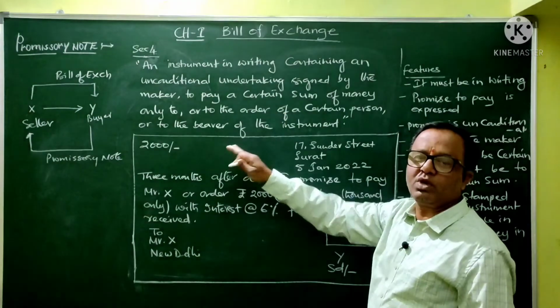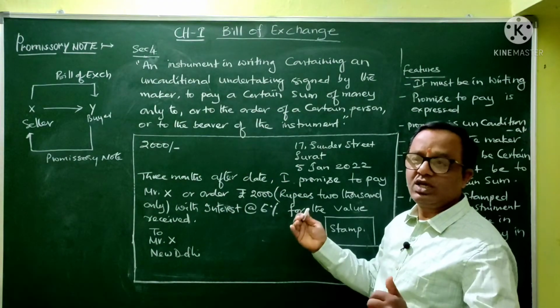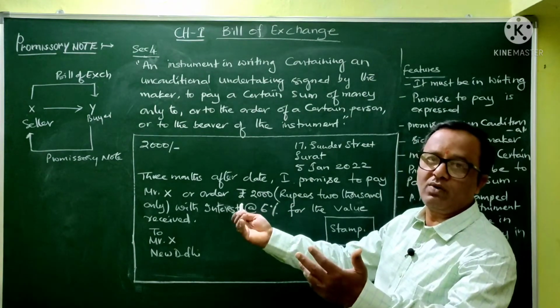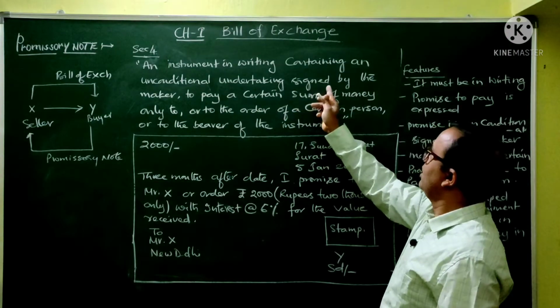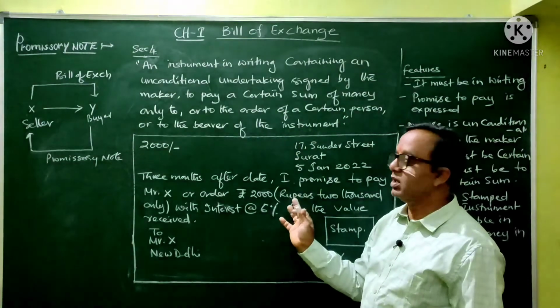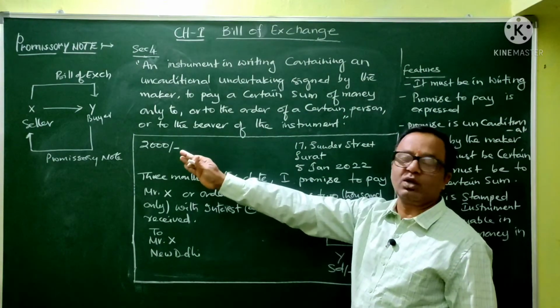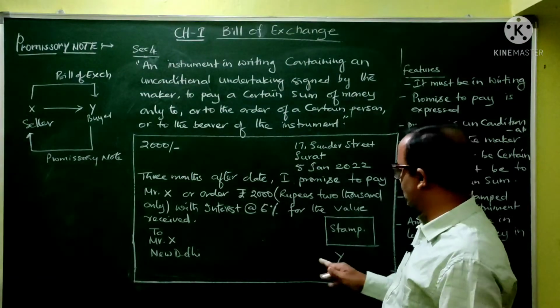In other words, without keeping any conditions, he is saying that I will pay you for whatever value I have received from you. So, signed by the maker. Who is the maker here? The maker is the buyer or the debtor. He is signing it here.